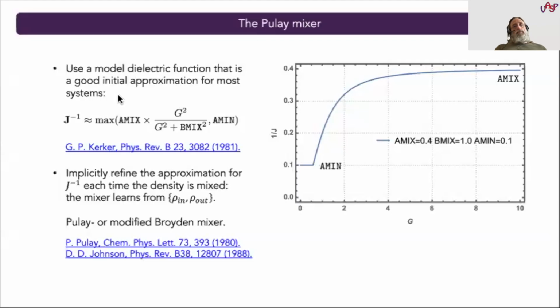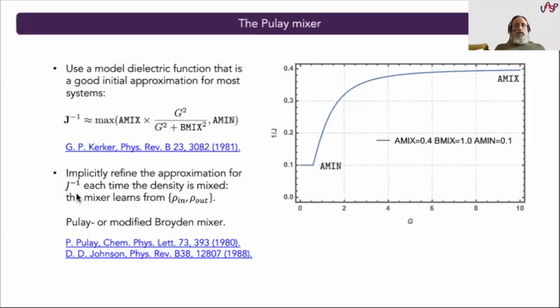So this is the initial approximation for the charge dielectric function. And then we use a mixing scheme. In fact, it's a Pulay mixer, or a so-called modified Broyden mixer. We start with this initial approximation to the inverse dielectric function, but this mixing scheme refines this approximation.